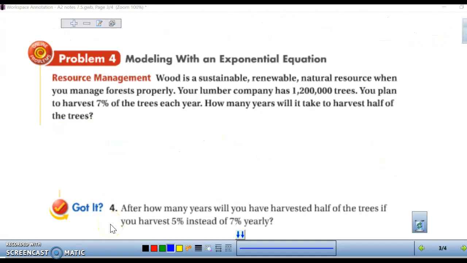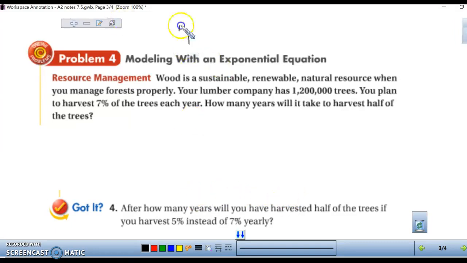In problem 4, we have an example about managing forests. Let's say we have a lumber company that has 1,200,000 trees. They want to harvest these trees each year at 7%. We want to know how long it'll take for them to harvest half the trees.